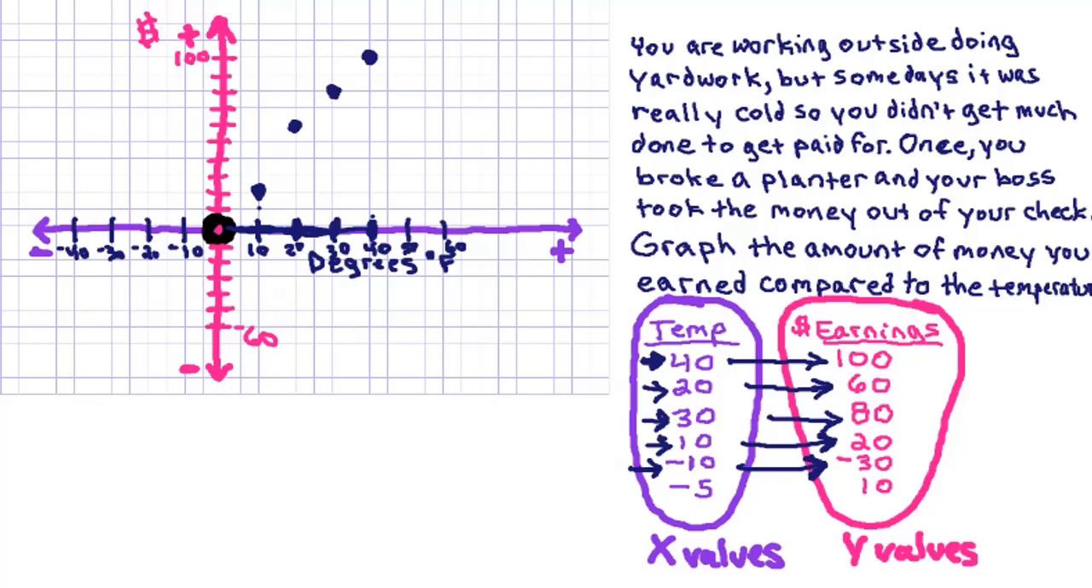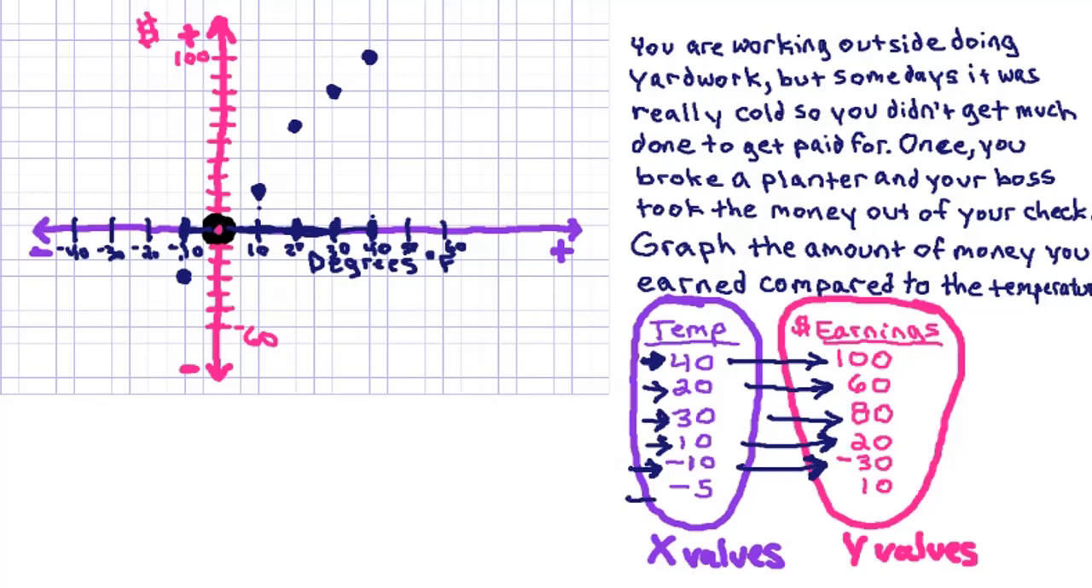So let's find on the x value, on the x-axis, that negative 10 degrees. And remember the x-axis is the purple line, but for negative 10 degrees, we're going to go backwards. And you earned a negative $30 that day because the planter broke. So you're going to go down on the y-axis, 1, 2, 3 to negative $30. So at negative 10 degrees, you earned negative $30.